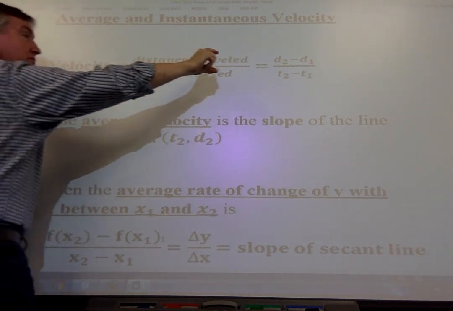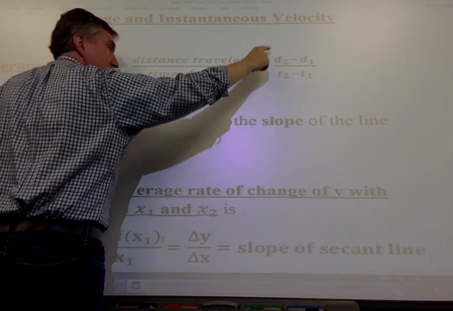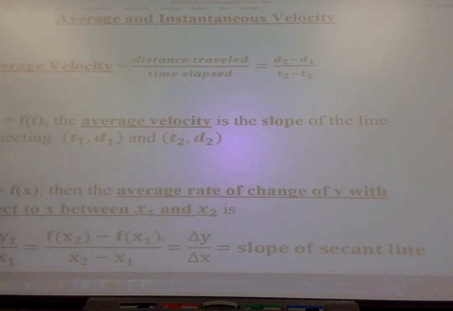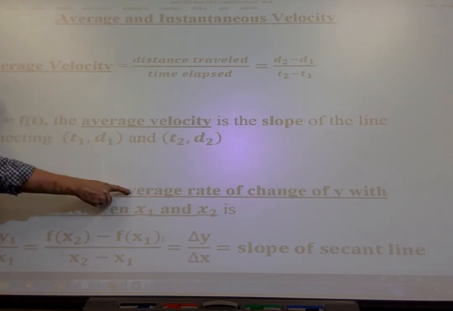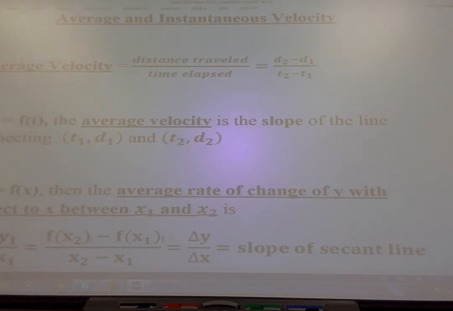What does this look like to you? Even though there are D's and T's, that's the slope formula, isn't it? So if I say what's the average velocity between 2 points, you find the slope between those 2 points. Look at that. If d equals f of t, the average velocity is the slope of the line connecting those 2 points. We all know slope, right? What if it's not a distance function? What if it's just a function y equals f of x? Then I wouldn't call it average velocity. I'd call it average what? Average rate of change. Slope. We know that. And there's the slope formula: y2 minus y1 over x2 minus x1.